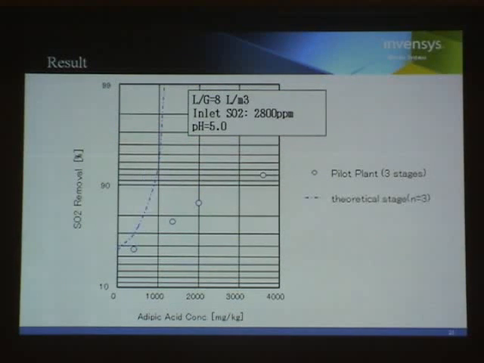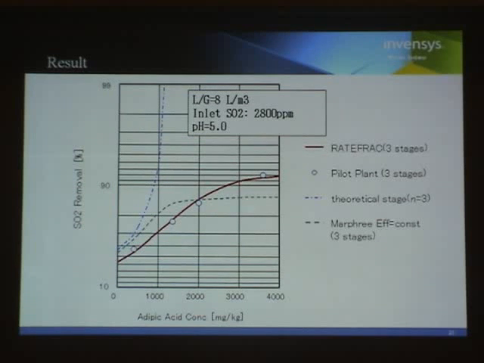When you use the traditional theoretical stage model, the calculation result is much different from the experimental data. If you apply Murphree tray efficiency, traditional tray efficiency, the result becomes much better, but still not enough accuracy for design purposes. Now, RateFrac is applied. We can get sufficient accuracy for design and optimization of the process, only using the two parameters for mass transfer, each of liquid and gas phases.